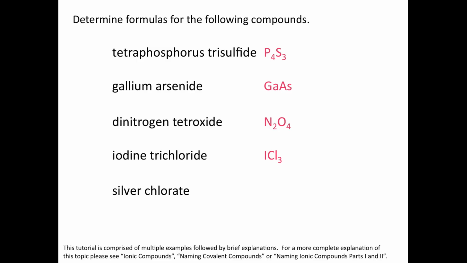And silver chlorate. Silver is a metal, and I know that it forms ions with a charge of +1. Chlorate, I see that "ate" ending, so I know I must have a polyatomic ion, and in this case the polyatomic ion is ClO3 with a charge of -1. So the formula would be AgClO3.